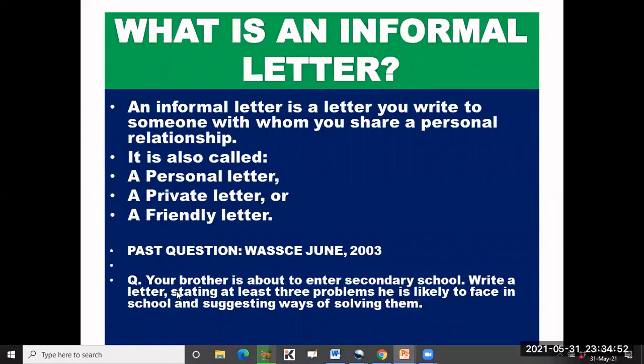Now, what is an informal letter? Of course, you ought to know what an informal letter is. It is a letter you write to someone with whom you share a personal relationship. An informal letter is also called a personal letter, a private letter, or a friendly letter.